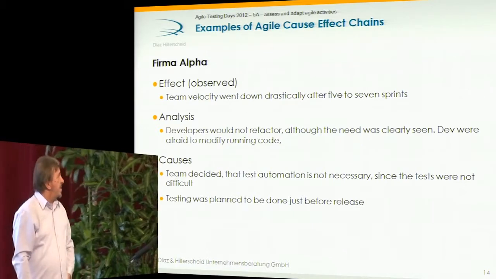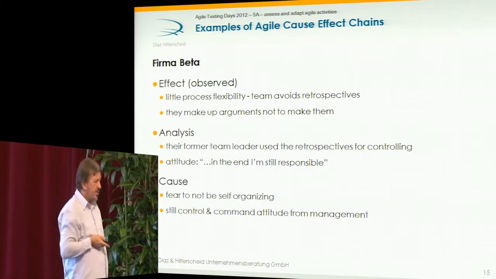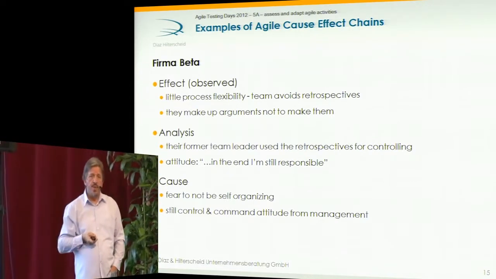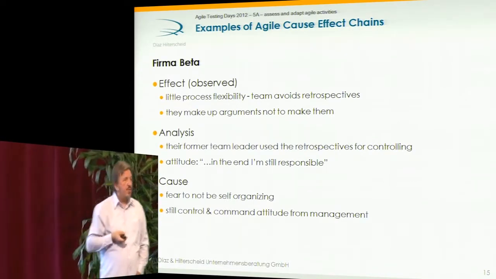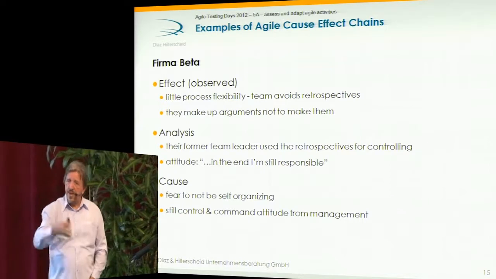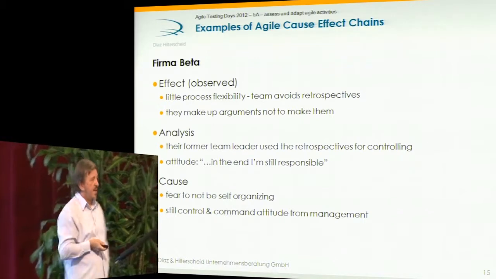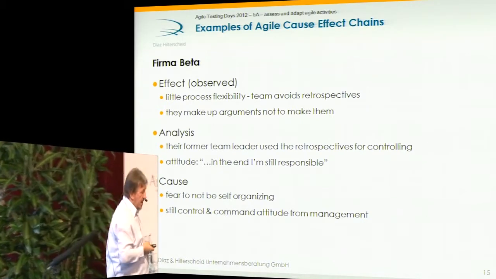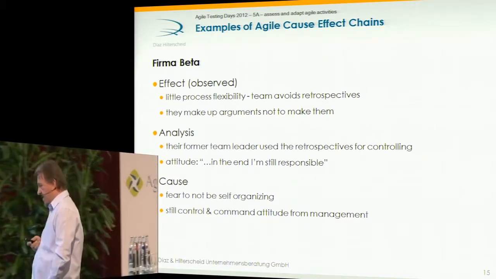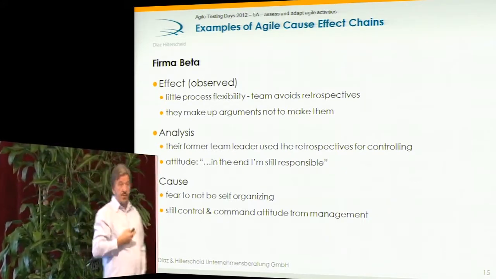Or we had another example where teams avoid retrospectives. That was the example that I just mentioned earlier, where they found out that their former team leader was using them to control them, with the argument, well, in the end, I'm still responsible for the functionality of the software, so I want to control the team. I want to be there in the retrospective. I want to find out what they did well and where they don't perform. And it's beautiful if they give you the arguments, okay? Yes, yes. It's easy for me to control them if they get together and talk about what didn't go so well. So from a team leader's point of view, that was a good thing, the retrospectives.